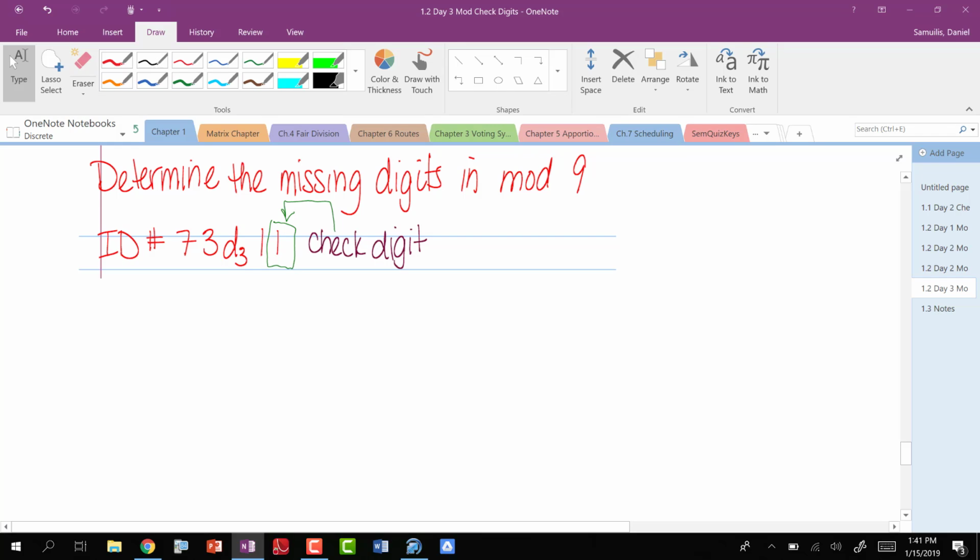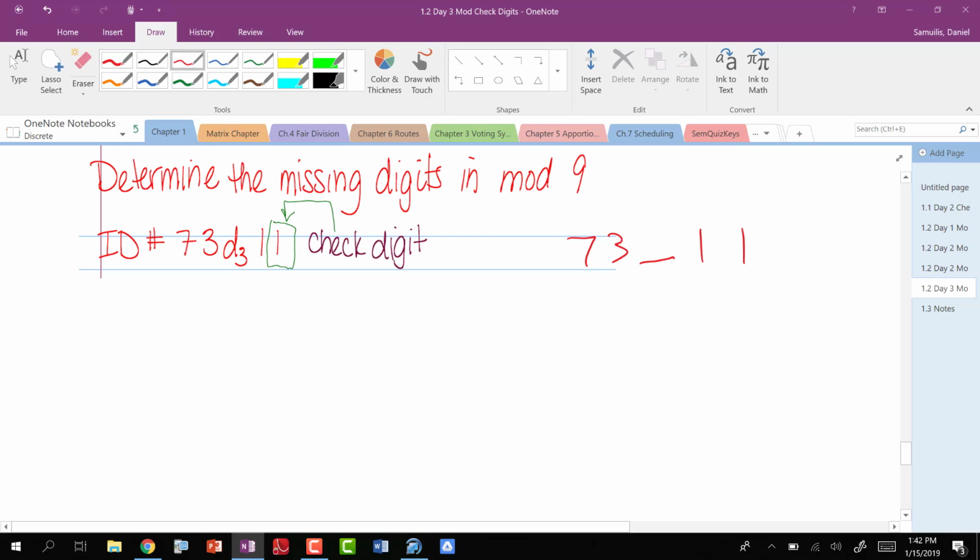So determine the missing digit. Okay, so it's not really clear. I should be more clear. This is a 5-digit code: 7, 3, missing, 1, 1. That is the check digit because it's a mod 9 scheme.